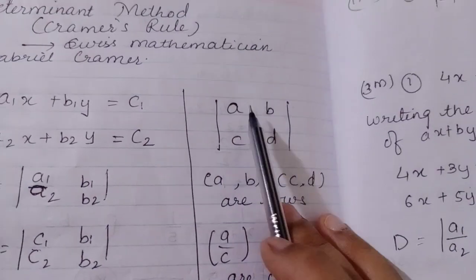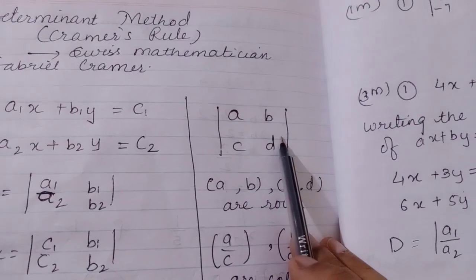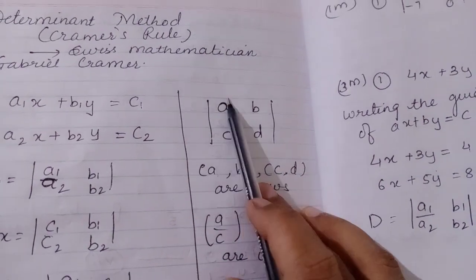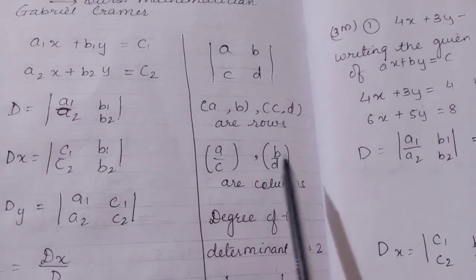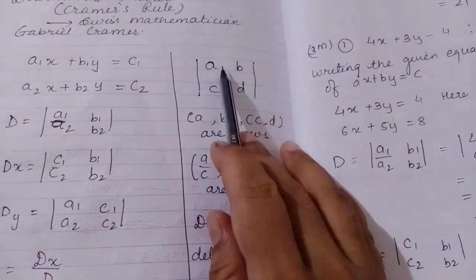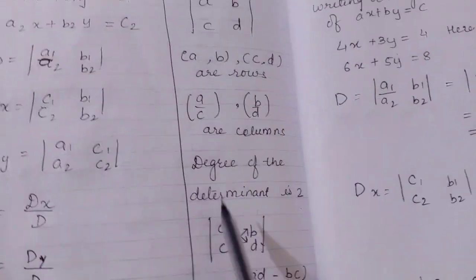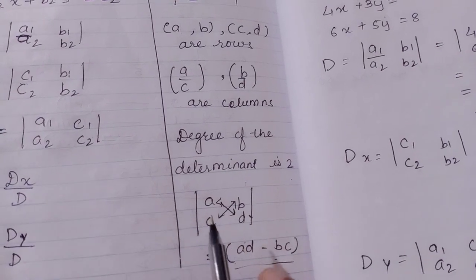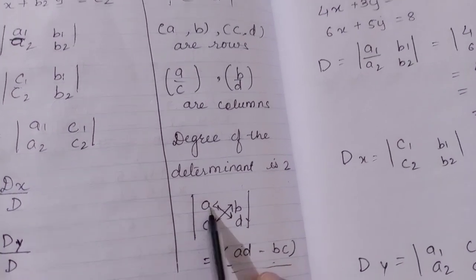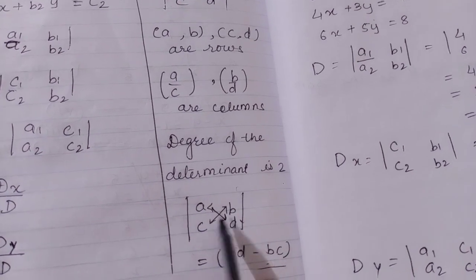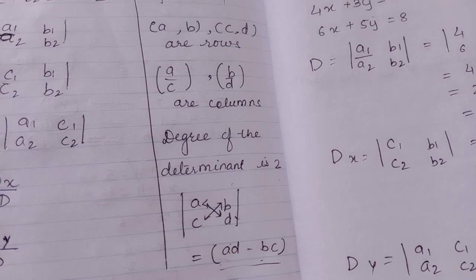You can see here A C, B D. Now, what do you mean by A B or C D? A B and C D are rows, A C and B D are columns, and the degree of the determinant is 2. We read it as determinant A C B D. If the question asks to find the value of the determinant, we solve it by multiplying A into D minus B into C. You will get the value of the determinant.